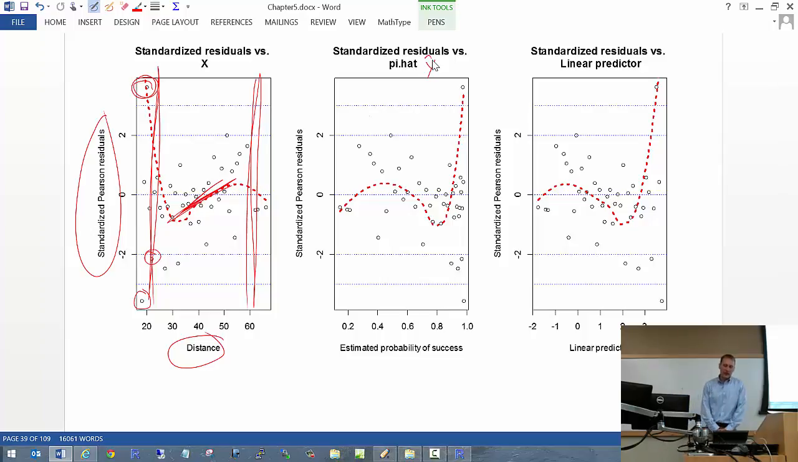Now in this particular situation, you can see that you're essentially getting the same plots or a mirror image of the plot that you got from the distance plot. The reason is that we only have one explanatory variable. But if we had more than one, these plots wouldn't necessarily all look alike, and they're all helpful to look at, to look for trends.